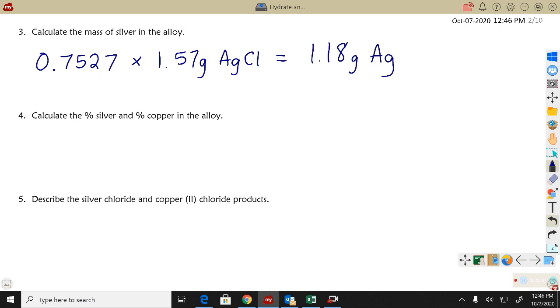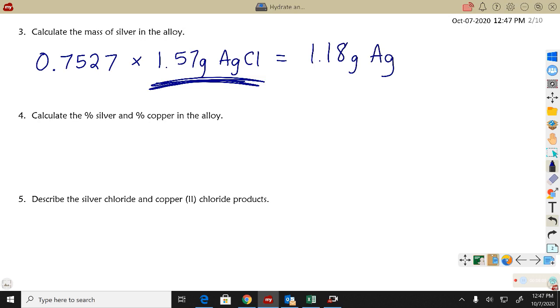But that's usually what throws people off a little bit in question 3. They're like, silver in the alloy, what? And they're confused as to why we're using this number instead of like the mass of the alloy. Well, because we don't know the percent silver in the alloy. That's the whole point of this. But we do know the theoretical percent silver in silver chloride. Now number 4 is where we can really calculate then the percent silver in the alloy.